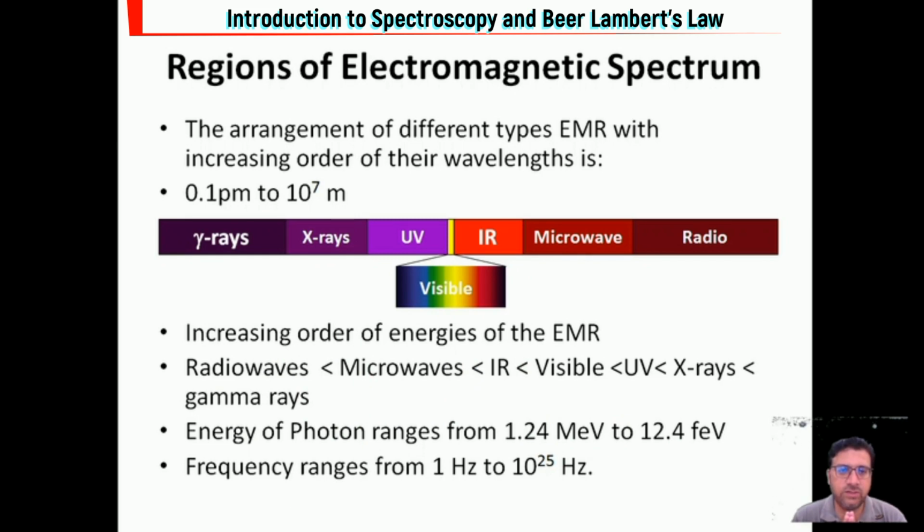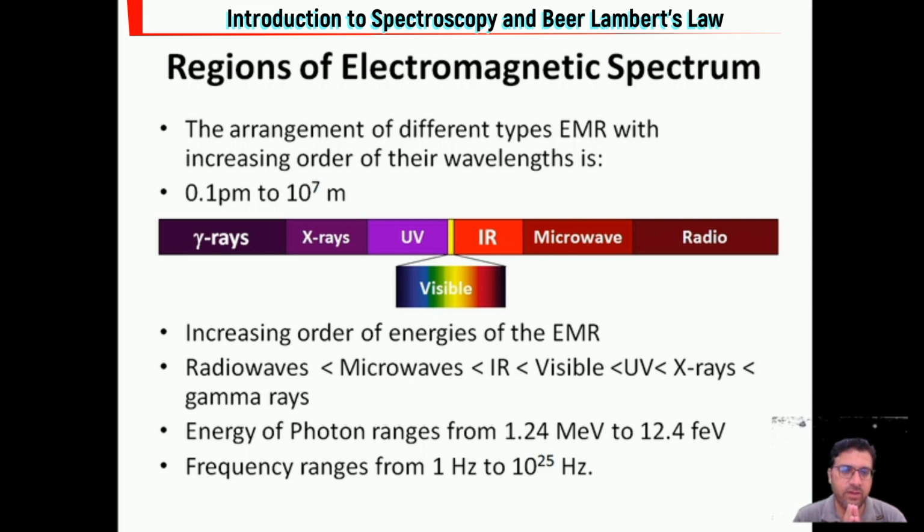Regions of electromagnetic radiation, here is the increasing order of their wavelengths, that is from gamma rays, X-rays, UV visible, IR, microwave and radio waves. Wavelengths range from thousands of kilometers down to a fraction of the size of the atomic nuclei, while the increasing order of the energies of the electromagnetic radiation is the reverse, that is radio waves, microwaves, IR, visible, UV, X-rays and gamma rays. Energy of the photons ranges from 1.24 mega electron volt to 12.4 femto electron volt, and the frequency ranges from 1 Hz to the iota Hz.